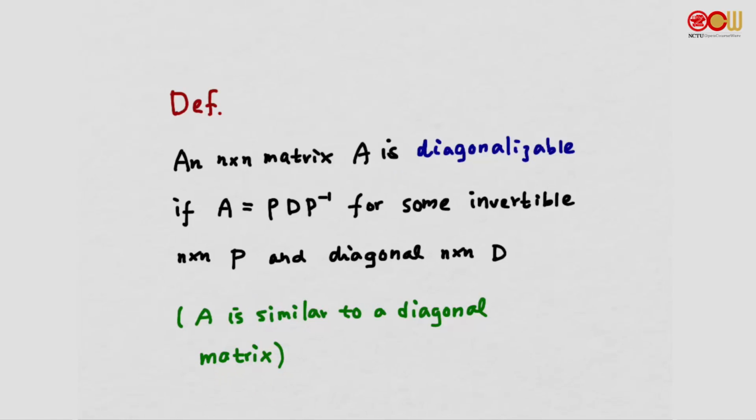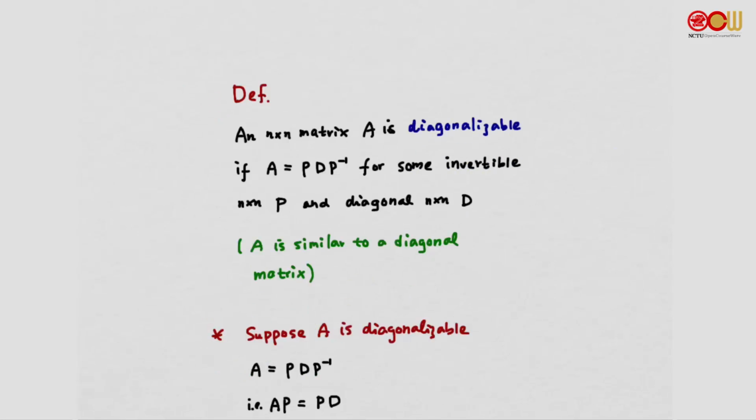So what's so great about diagonalizable matrices? And why is it in Chapter 5? In Chapter 5, we are talking about eigenvalues and eigenvectors, right? What's the connection between diagonalizable matrices and eigenvalue and eigenvector that we have talked about so far? Let's get to that now.